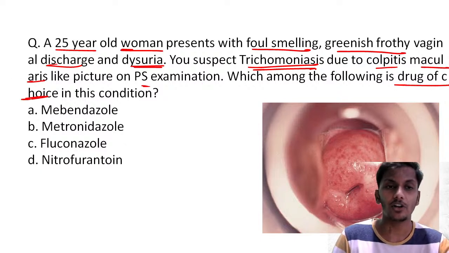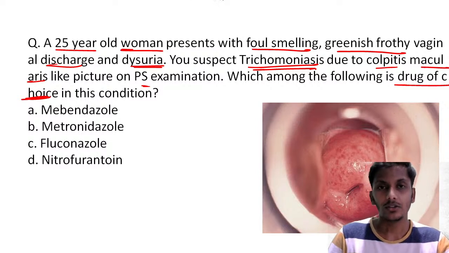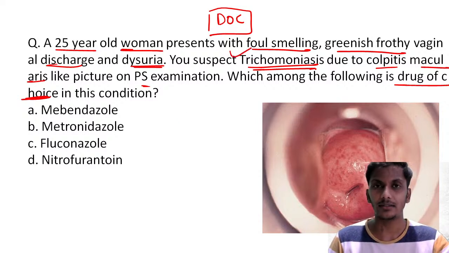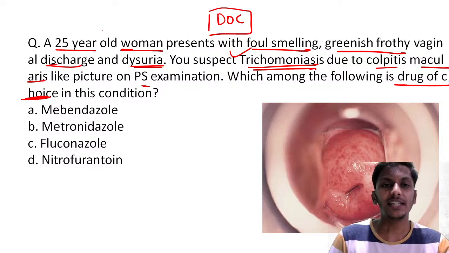So we need to find the drug of choice. Is that clear? Okay. So we need to think about the drug of choice. But let's come to a provisional diagnosis first. Rather, they have given a provisional diagnosis in the question itself, that says trichomoniasis. Okay. So what is the patient like?